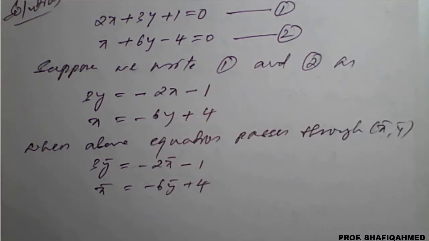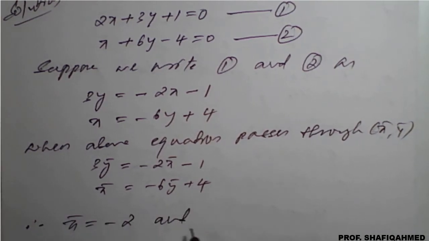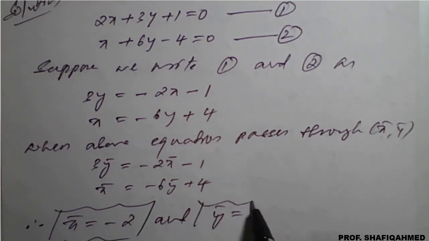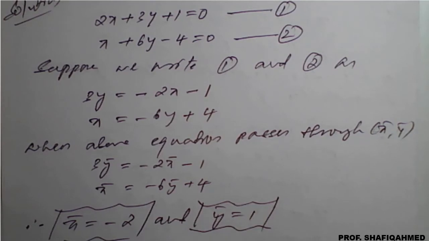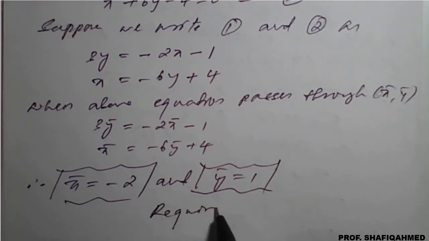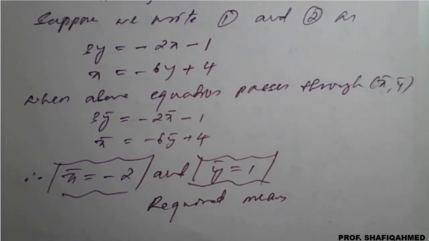So note down. Therefore x bar is minus 2 and y bar is 1. These are the required means. Now we need the coefficient of correlation.